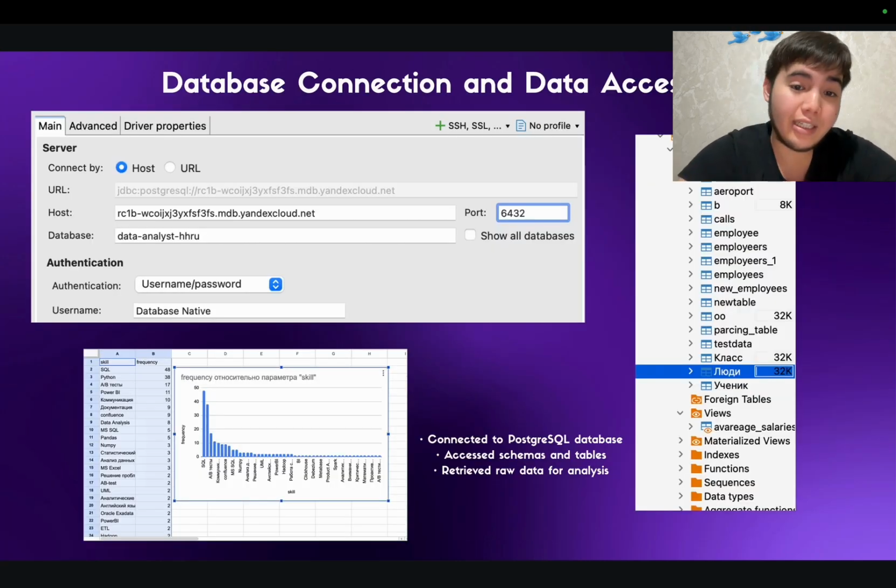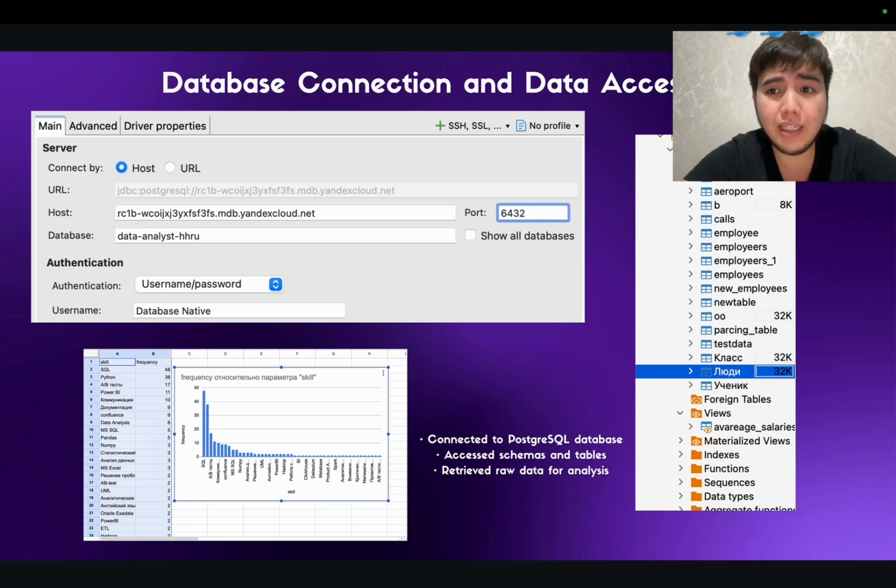At the beginning I connected to many databases, and the ones that gave me the most experience are the database with vacancies, and the second dataset with donors. With these two big datasets, I gained a lot of experience. I connected to the database and explored the available schemas and tables. I tried to understand how the data is structured and what kind of information I can work with.